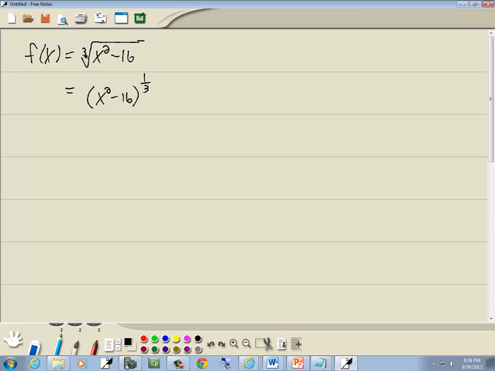Now, whatever number's in the slot right here, that's called your index. That always goes in your denominator, and then you put a 1 up here. Okay, so step 1. Find our derivative.